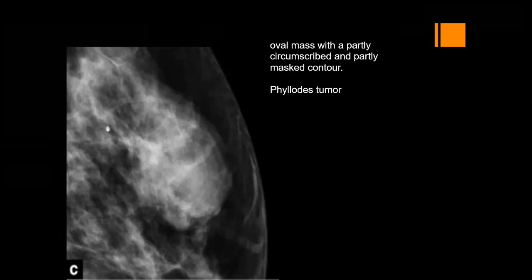Phyllodes is BI-RADS 4. Usually phyllodes from BI-RADS 4 has to be excised. See? If you report a phyllodes tumor as BI-RADS 2, it will be a serious problem. That is why I brought this.